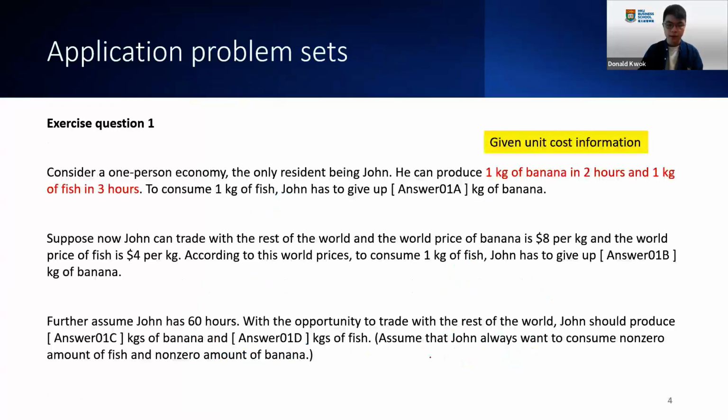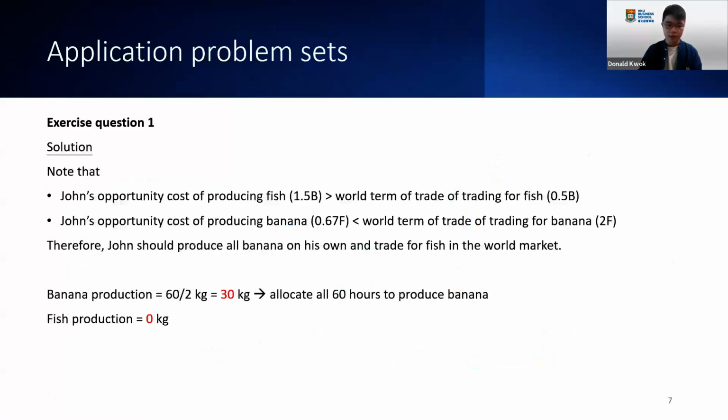Right, so the final part in this question, assume John has 60 hours. If John can trade with others in the world, then he will produce how many kg of banana and how many kg of fish. So for this part, we are going to compare John's opportunity cost of production with the world term of trade. Okay, so specifically, John's opportunity cost of producing fish will be 1.5B, which is higher than the world term of trade of trading fish, 0.5B.